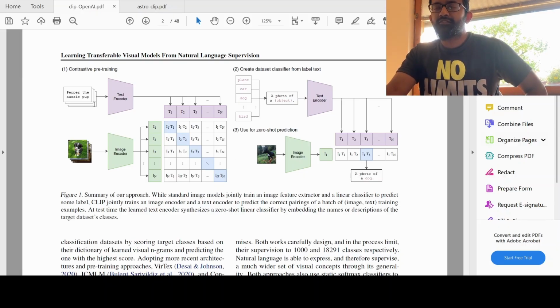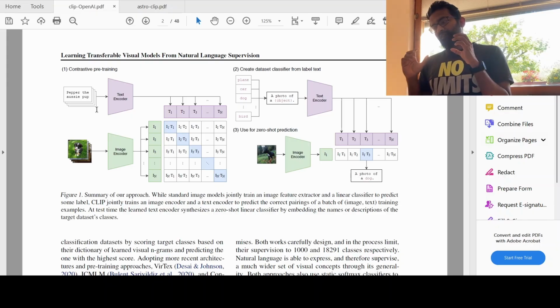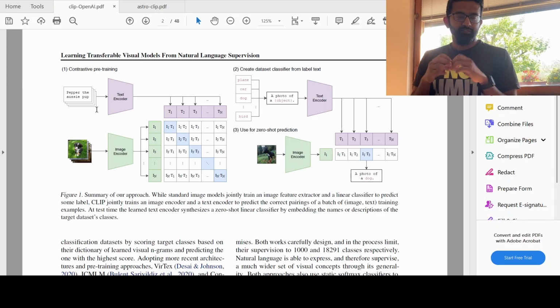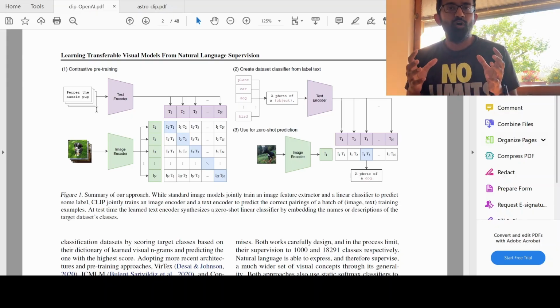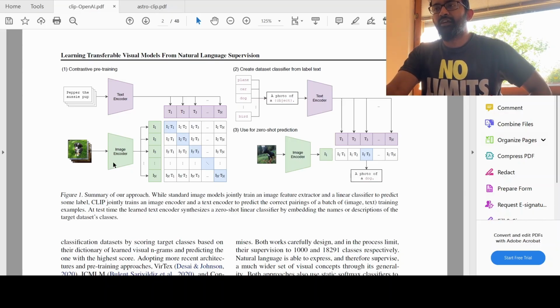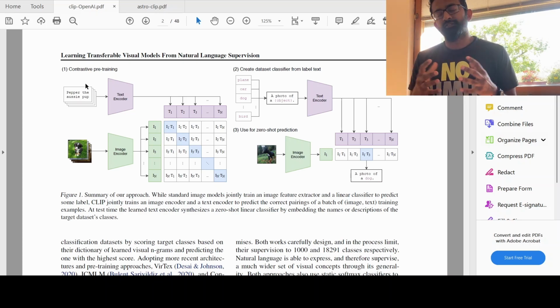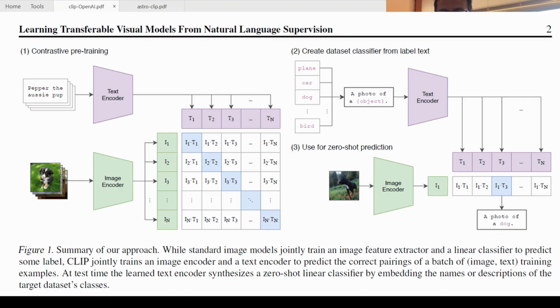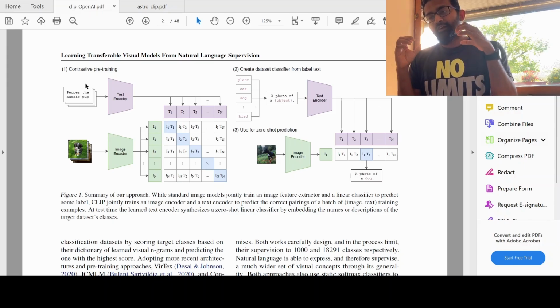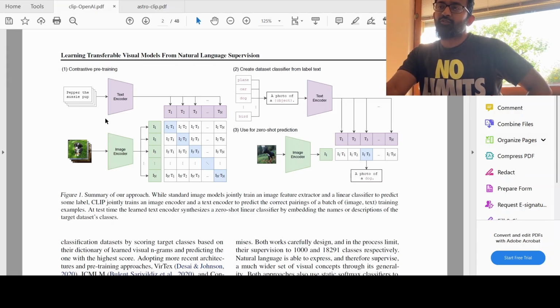Now the idea here is that you have two different neural nets. One is trying to understand the image, which you can think of as an image encoder, and then you have the corresponding text description, which another network tries to understand. So now you have these two different representations, and they are representing the same thing. They pass through these two different networks, called the image encoder and the text encoder.